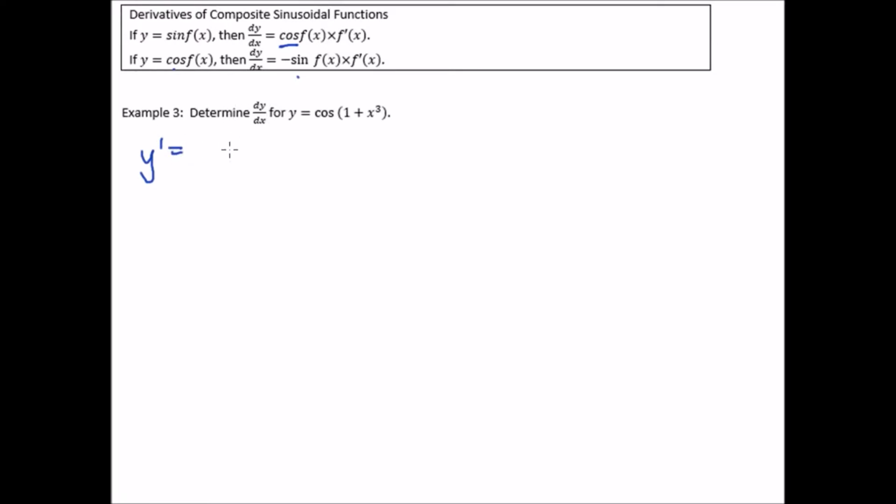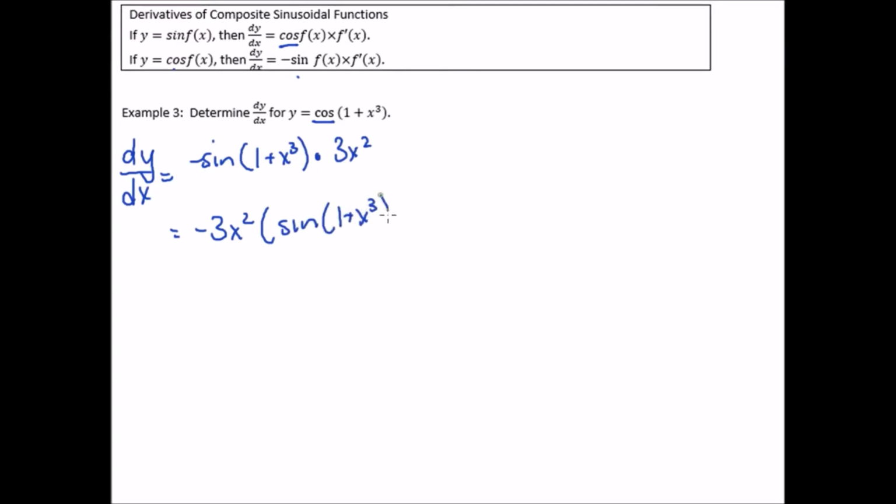Determine dy by dx. Because the question wants us to use dy by dx, that's fine, of cos of this function. So what is the derivative of cos? It's negative sine. So let's write negative sine of this function and then multiply it by the derivative of what's in the bracket. Okay, so we get negative 3x squared sine x plus x cubed. That's the derivative.